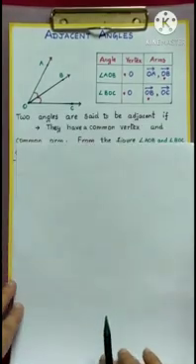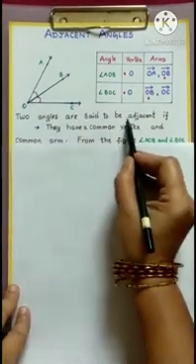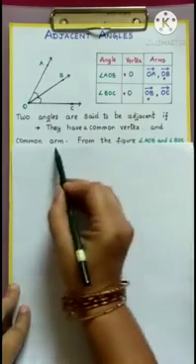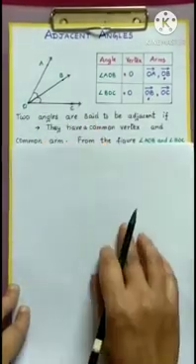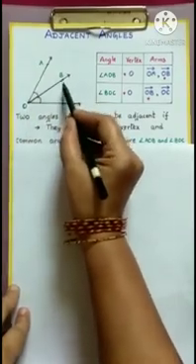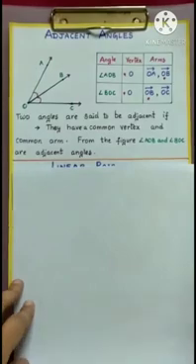Now you see the definition. Two angles are said to be adjacent if they have a common vertex and common arm. So from the figure, what are the adjacent angles? Angle AOB and angle BOC are called adjacent angles.